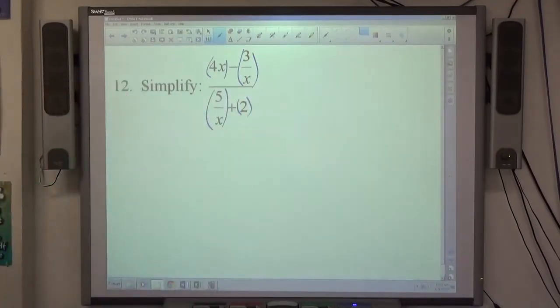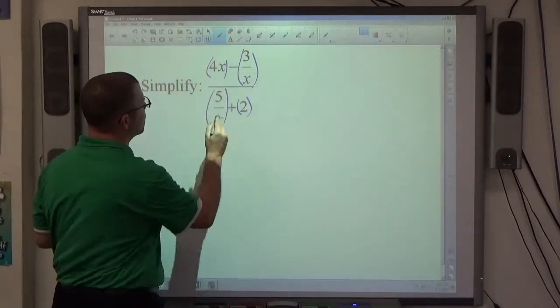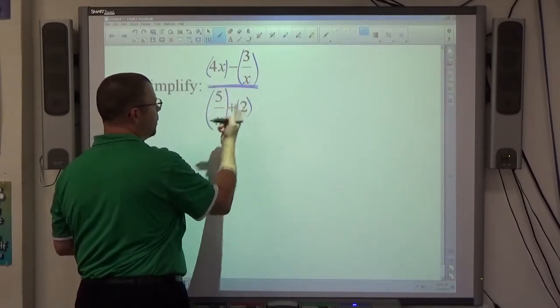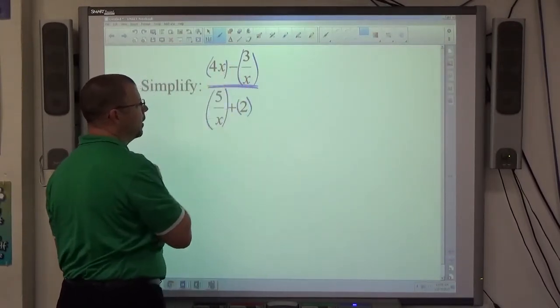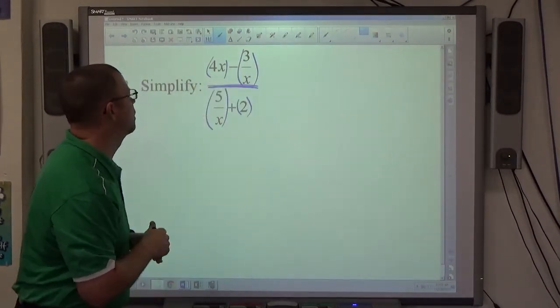Job 1, identify all the pieces of the numerator and denominator based on the main fraction bar. This is the main fraction bar. Numerator piece, denominator piece. Those being subtracted, those are being added. Both of these guys are fractions. That's the issue. We don't want fractions in the fraction.